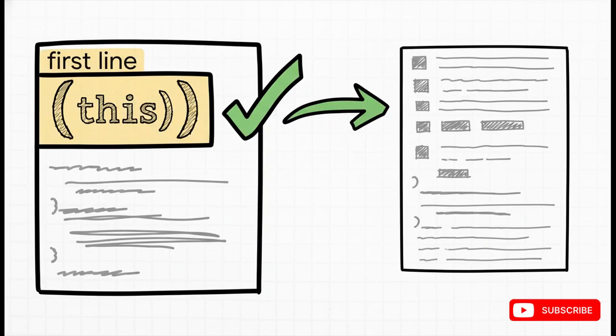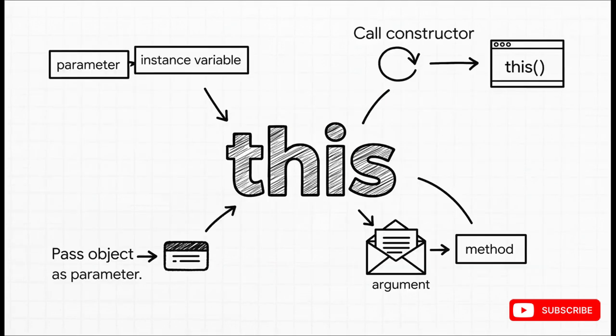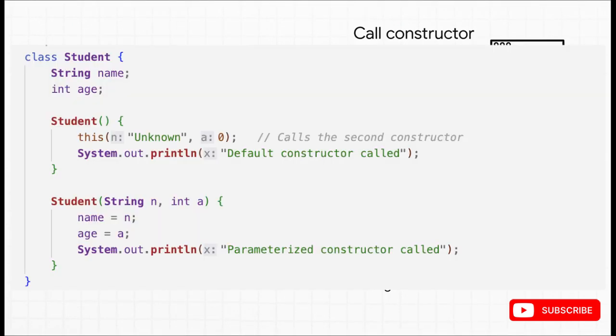Now, there is one massive rule you cannot forget here. The call to this must be the very first line of code in a constructor. I mean it, the absolute first statement, no exceptions. This is to make sure that the main object setup happens right away, before any other logic gets a chance to run. So just to recap, this is like a little Swiss Army knife.